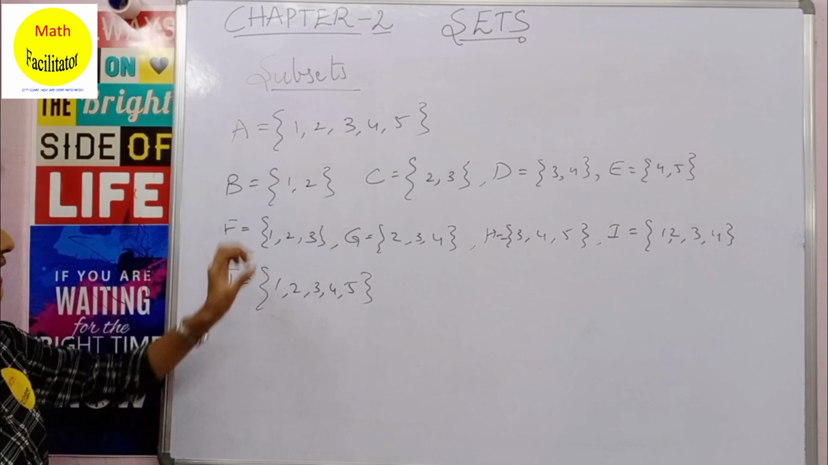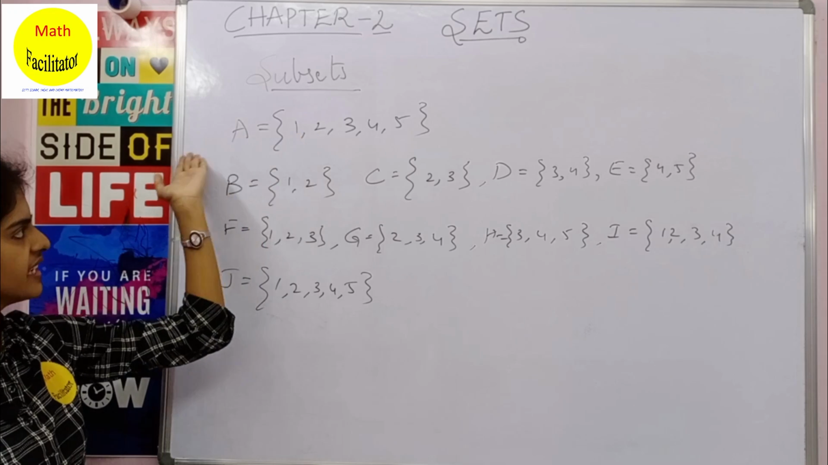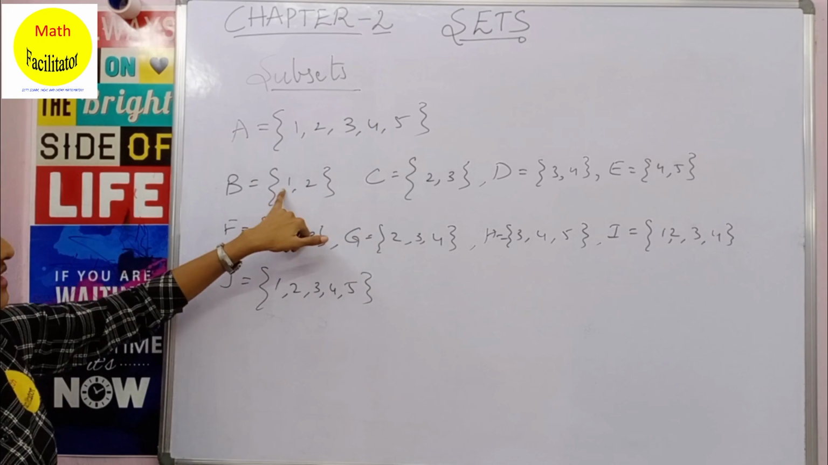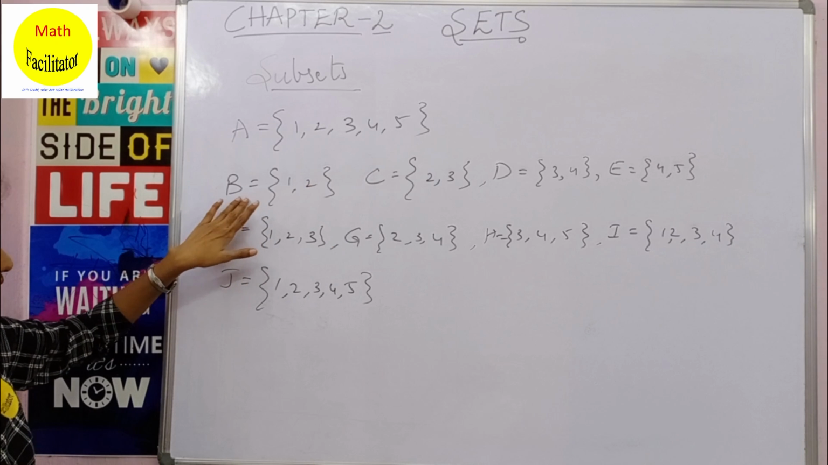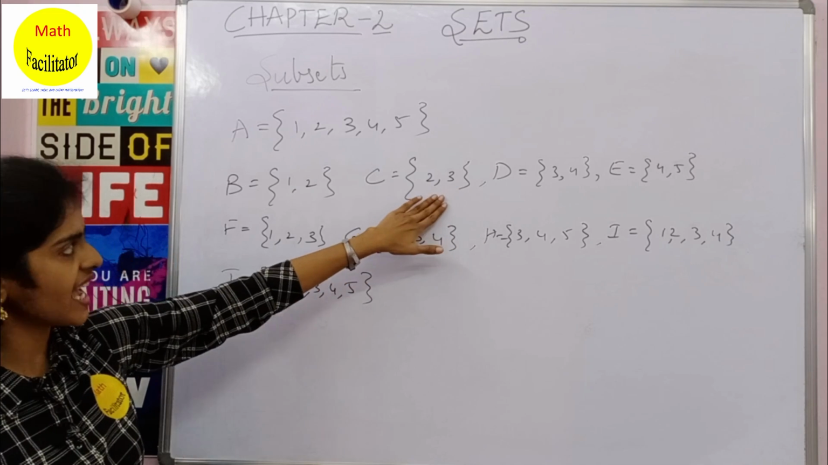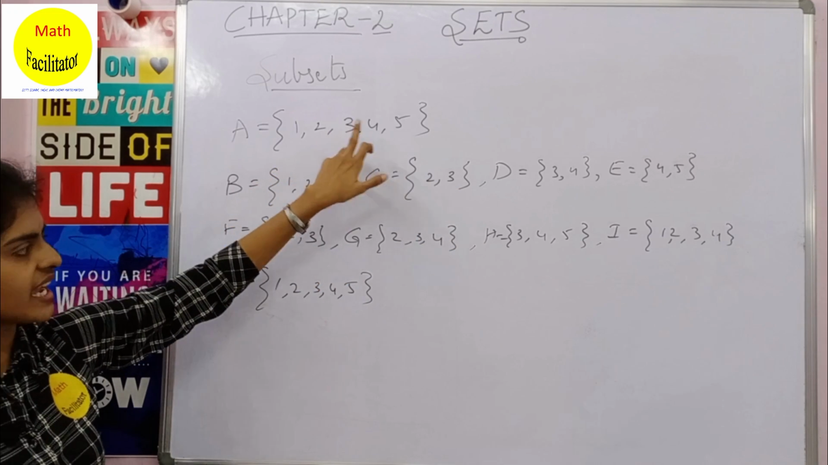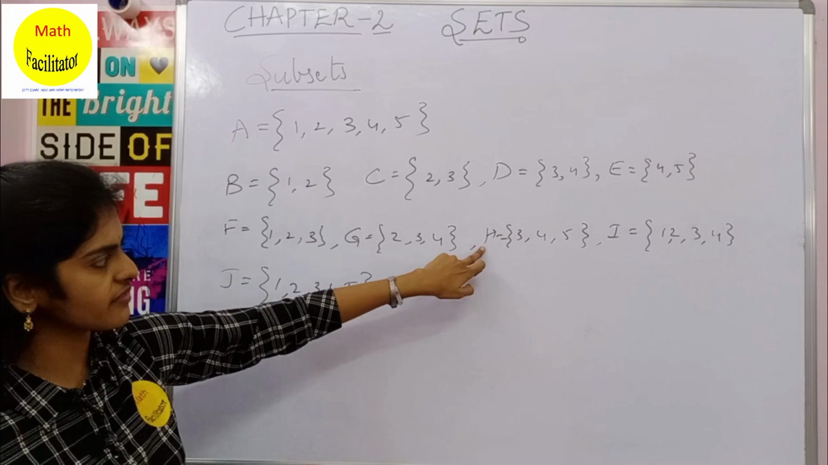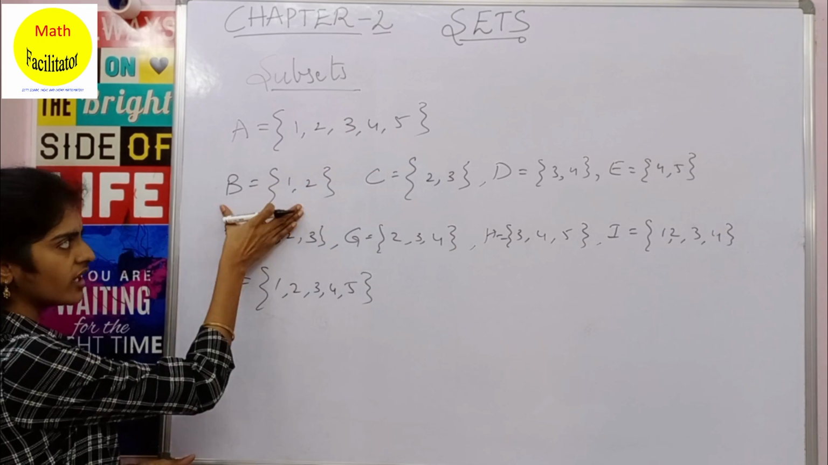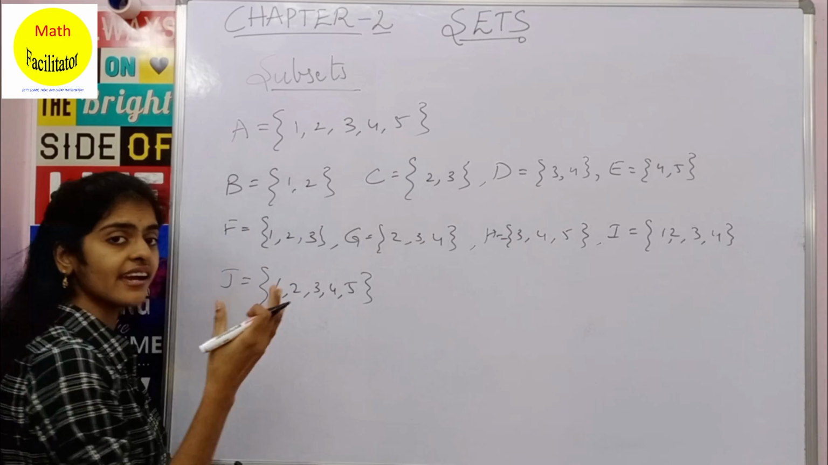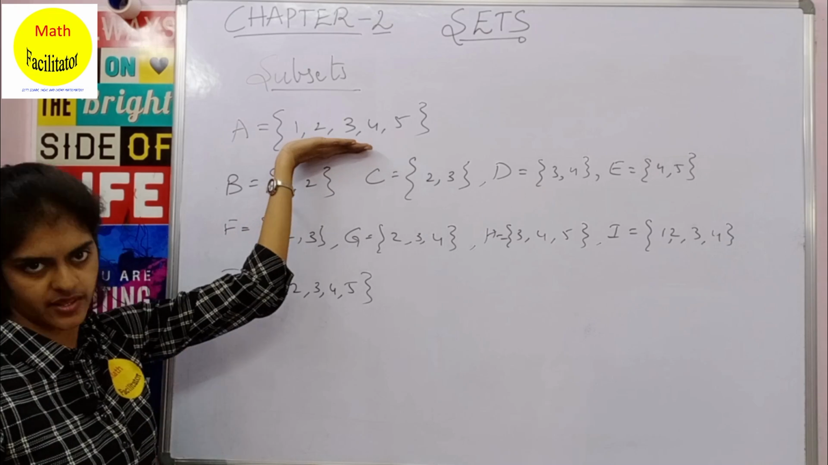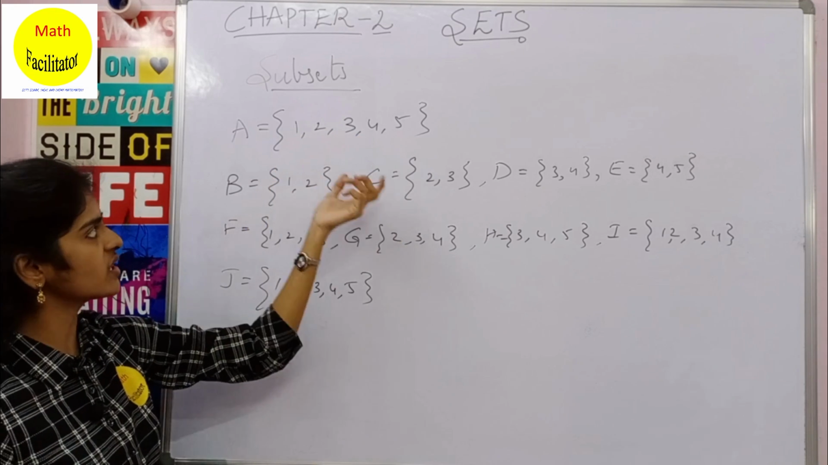Nothing but I am taking some elements of the set A and writing them as different sets. So here you can see 1 and 2 are elements of B as well as they are elements of A. 2 and 3 are elements of C as well as they are elements of A. Similarly 3, 4, 5 are elements of H as well as they are elements of A. So here you can say that the elements of each of these sets are also elements of A. So these sets are called subsets of A.